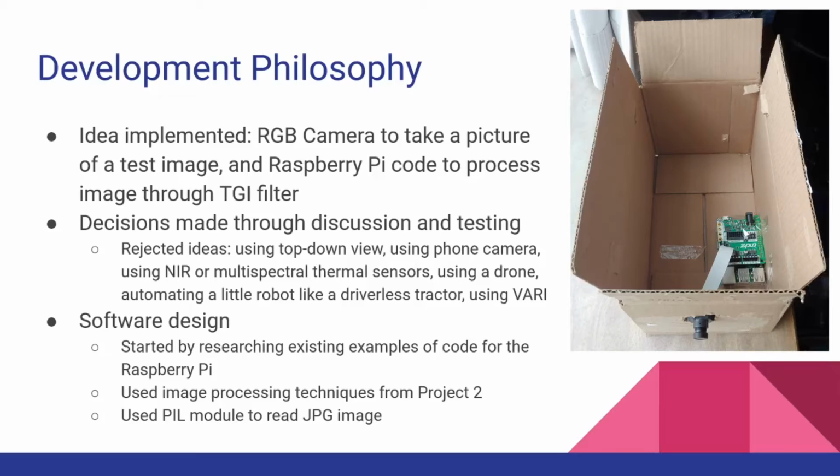So for our software design, we started by researching existing examples of code for the Raspberry Pi, specifically how to use the camera module for the Raspberry Pi, and we used that to learn how to take pictures and save the images from the camera. We also had to learn how to use the Pillow or PIL module to read JPEG images, because that's the image type that the camera for the Raspberry Pi uses. And then other than that, we just used similar image processing techniques from Project 2, but with TGI index formulas instead of edge detection.